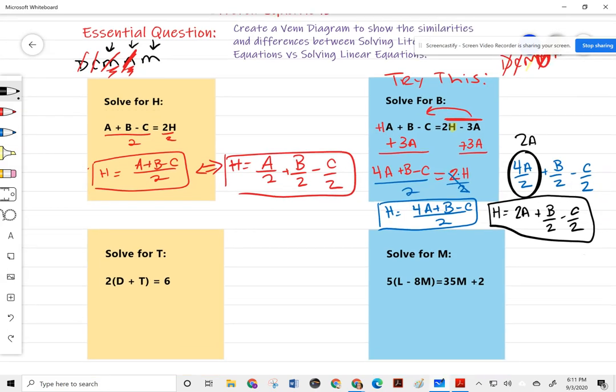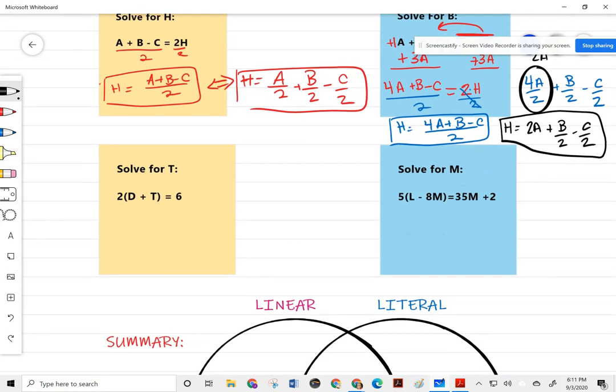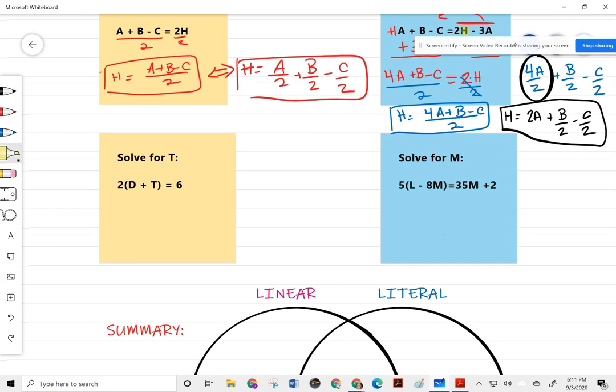Now let's take a look at this next one here, solve for t. So again, I'm going to highlight my t. I notice that I have distribution, so you can write DCMAM. I've got 2d plus 2t is equal to 6. Now I get to combine like terms. I notice that there aren't any like terms, so I'm done with that.